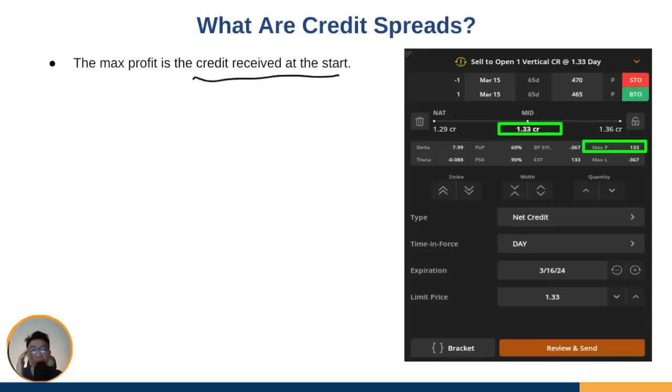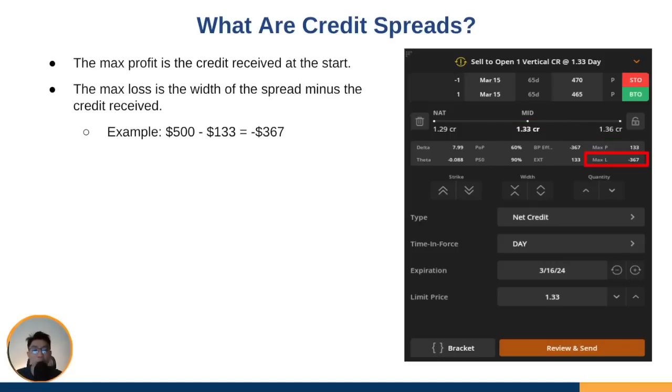So for example, I sold this credit spread at $1.33. What it means is that your max profit is $133 per credit spread that you put on, right? So if you're not sure exactly what the max profit is, all you have to do is pull up your order ticket. As you can see, it shows $133.